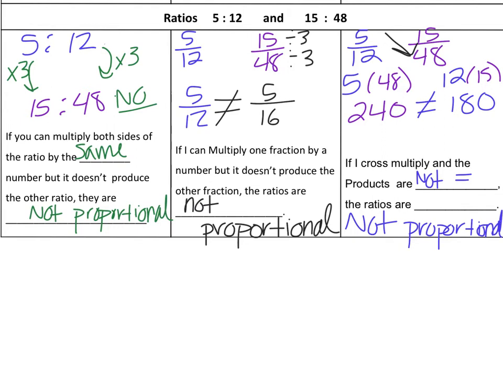Okay? So I prefer this way. I think it's way faster rather than trying to figure out what I can multiply, because what if it's fractions? I have to figure out, oh goodness, what can I multiply or divide fractions by to make them equal? So for me, cross products are a lot easier.